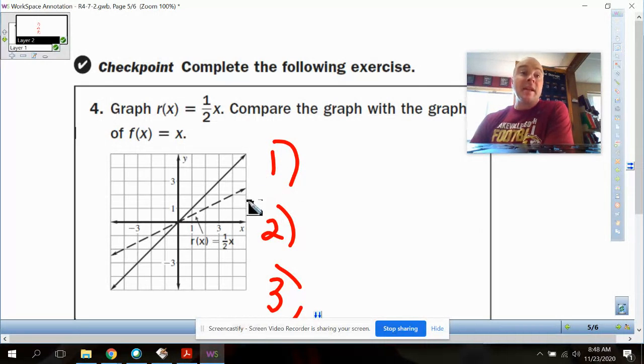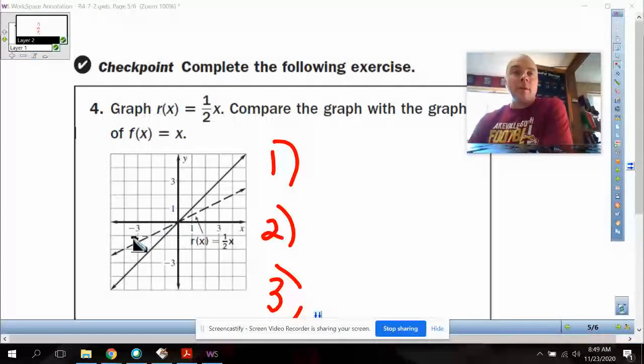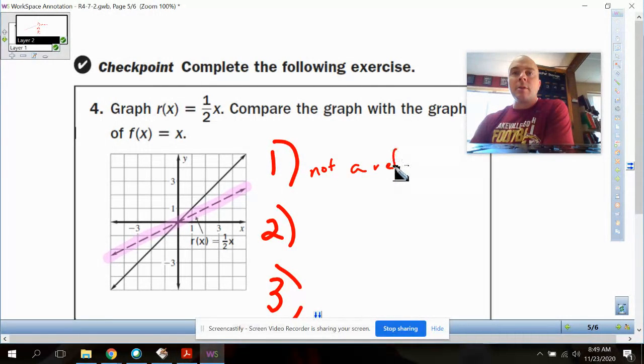All right, here we go. So it's nice, they graphed it for you. The new function is this dashed line, r of x equals 1/2 x. So first of all, you should have said it's not a reflection. And that's because it's still a positive slope. It's going up, right? I haven't reflected these negative values up here. I haven't reflected these positive values down in the negatives. So this is not a reflection because the slope is positive.